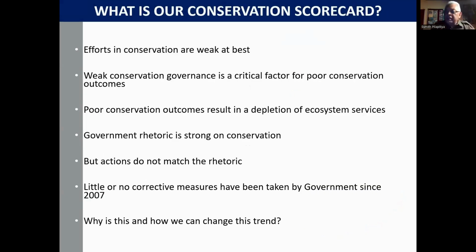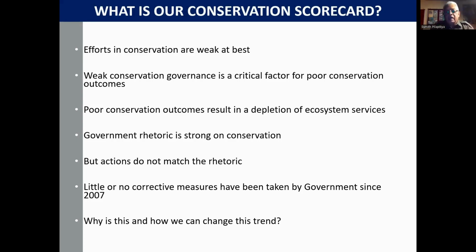So what is our conservation scorecard? How well do we do in conservation in Sri Lanka? The data that I showed you show that efforts in conservation are weak at best. The main reason for weak conservation is weak conservation governance. It's a critical factor for poor conservation outcomes. What do I mean by conservation governance? All of us are familiar with the economic mess Sri Lanka is in right now. Why have we got into this economic mess? Because of poor political governance and lack of accountability.